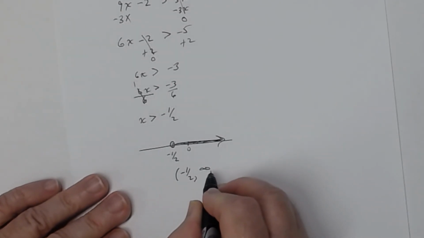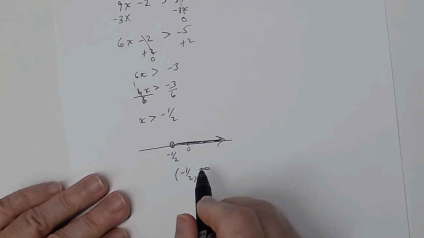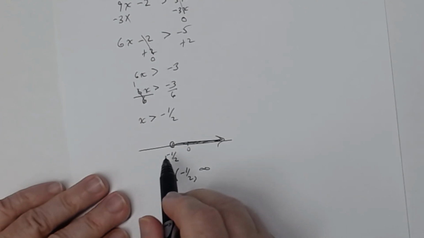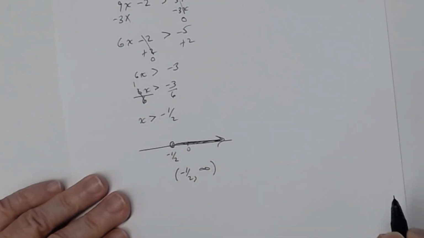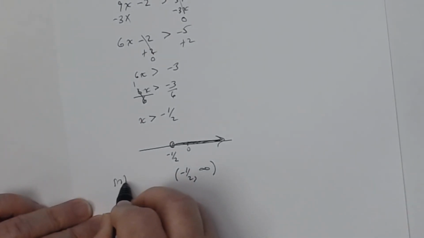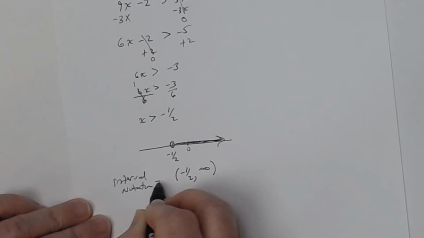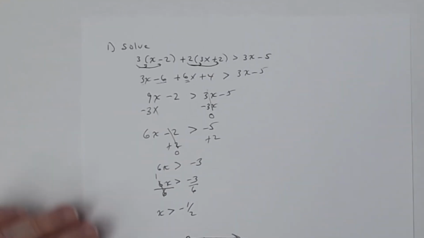So we use infinity. Now remember, whenever you use infinity or negative infinity, regardless of whether this is closed or not, you're always going to use parentheses. So this right here is your interval notation. All right. So that is number one.